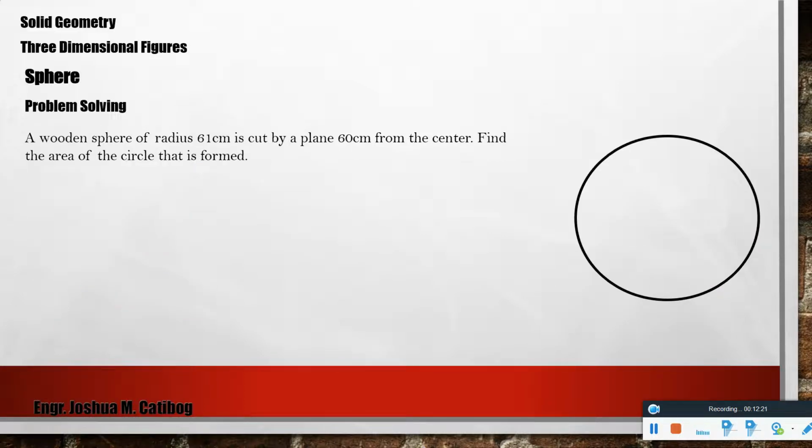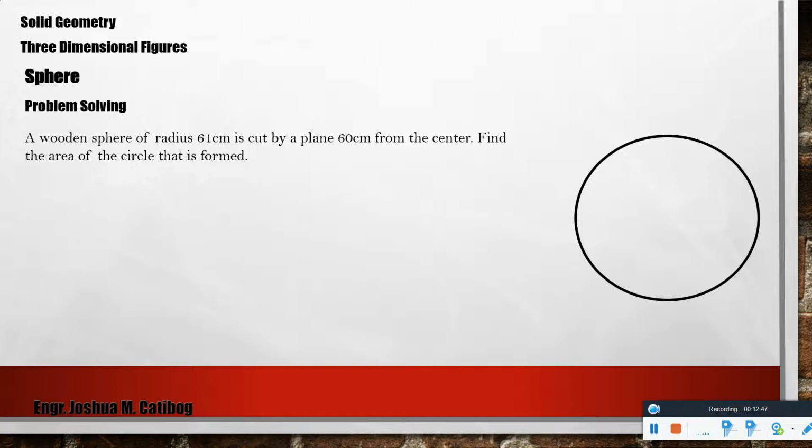So, a wooden sphere of radius 61 centimeters. Okay, ulitin natin ha. A wooden sphere of radius 61 centimeters is cut by a plane 60 centimeters from the center. Find the area of the circle that is formed. Okay, so makinig po kayo, kasi actually, itong problem na to is somehow mag-a-analyze po tayo or, tayo po ay magagawa ng mga circle sa loob ng ating sphere.